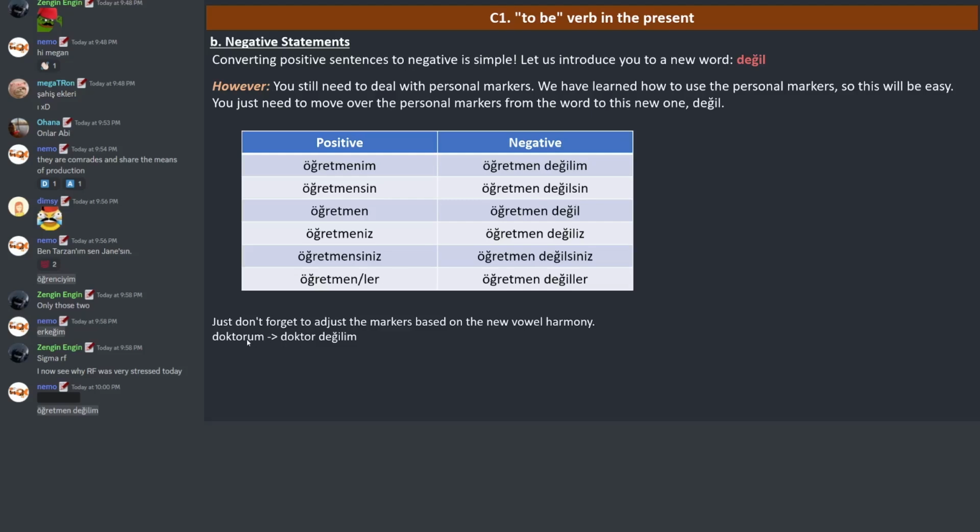With these notes, it is important. Sometimes, based on this condition, having o in it, when you move the ending, don't move it directly. You have to change the ending based on the new vowel harmony, which is e. So it becomes im here. This is important.